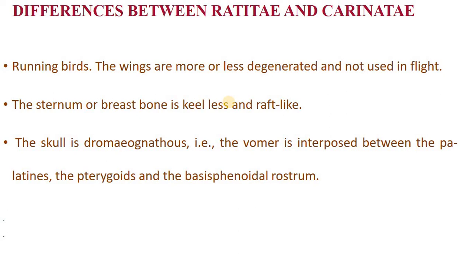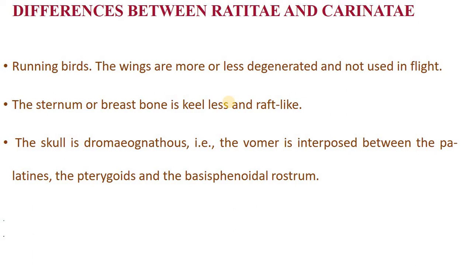Now the skull is dromaeognathous. That means the vomer is interposed between the palatines, the pterygoids and the basipterygoid rostrum. So therefore the skull is dromaeognathous. Further characteristics of the Ratitae.